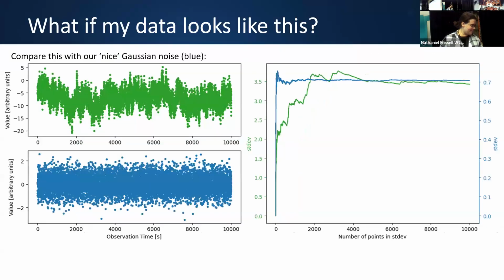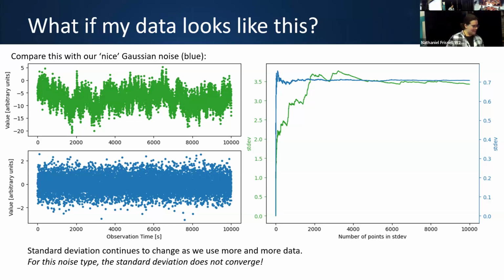To make that even easier to see, here's our nice Gaussian noise again. The difference with this data in green is that the standard deviation doesn't actually converge here. You can see it's narrowing in on some value, but it's still wandering around. This is a type of noise process where standard deviation doesn't converge. So it's misleading to just slap a standard deviation on and say, this is my measurement plus or minus so-and-so, because you could just take more data and get a different answer.